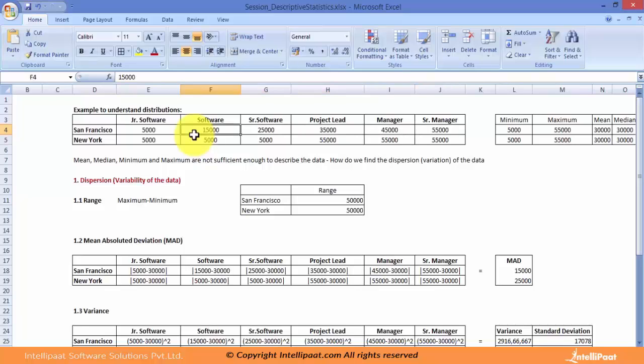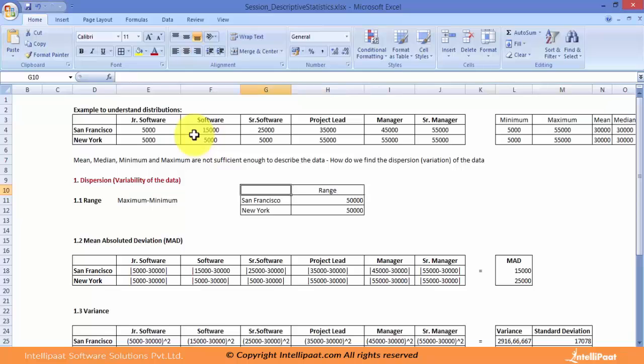There is some variation among this data, which is called variability, or dispersion. Dispersion describes the variability of the data. So we need a few more measures to evaluate the characteristics of the profile. The first one is the range. Range is maximum minus minimum. Here also the range comes out the same because the max and min are the same for both companies.